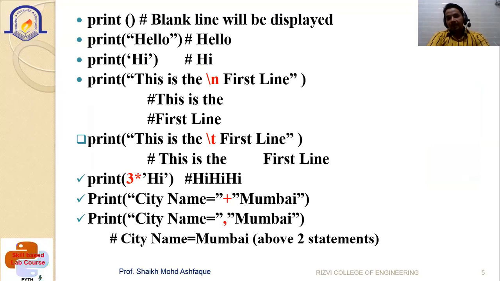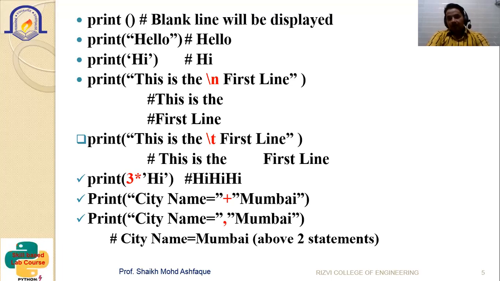Second, print, and then inside the round brackets, if you write something inside double quotes, that will be a string and it will be displayed the same as it is. Print with open and close round brackets, and in that if you write "hi", for example, as a string inside single quotes, once again it will be considered a string and displayed the same as it is.